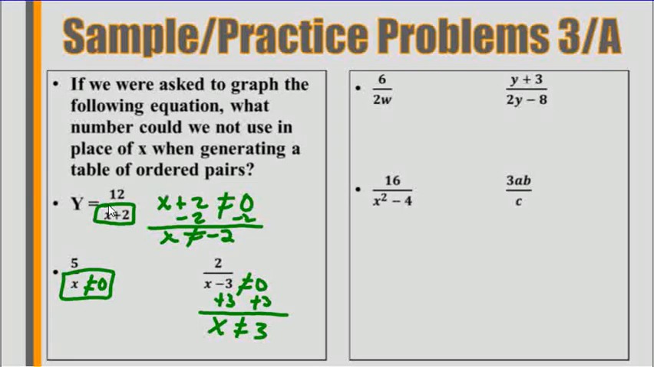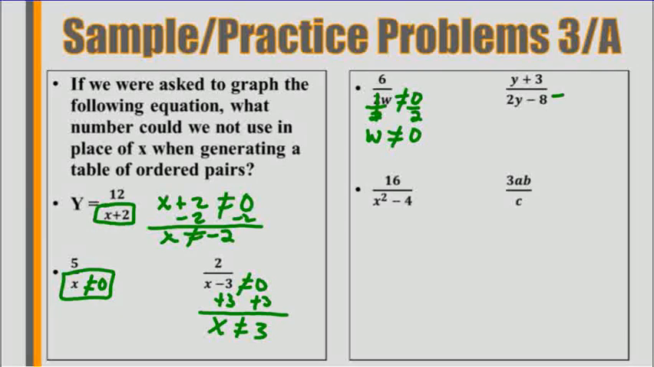Next one, 6 divided by 2w. This cannot equal 0. To get w by itself, the opposite of multiplication is division. So whatever I do on one side, I do on the other. And I'm left with w cannot equal 0 divided by 2, which is 0. So anytime you're just multiplying a number by a variable in the denominator, the variable cannot be 0.